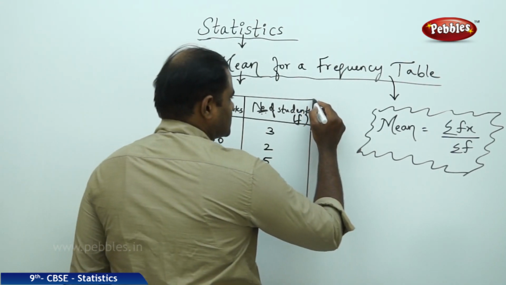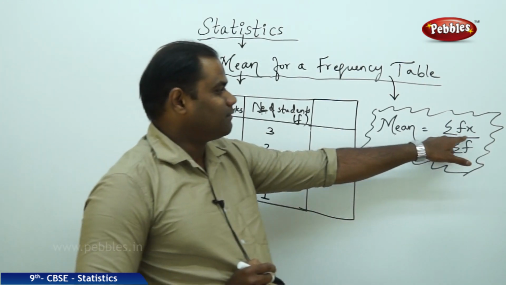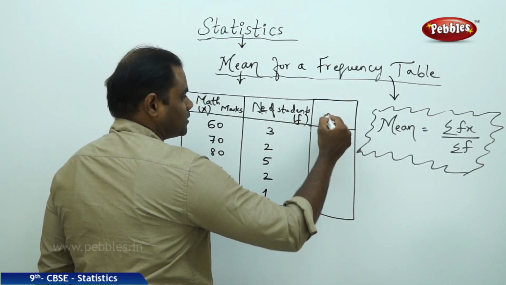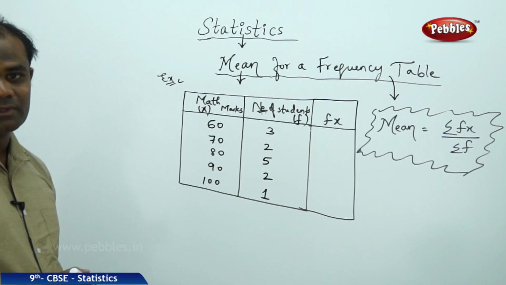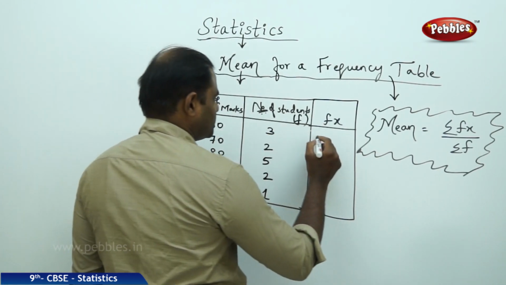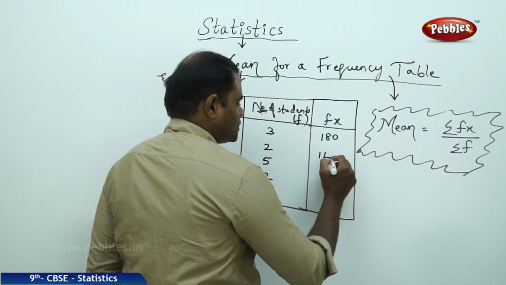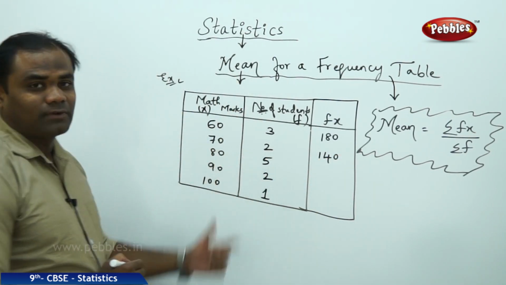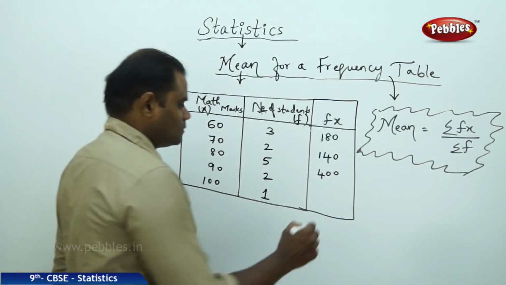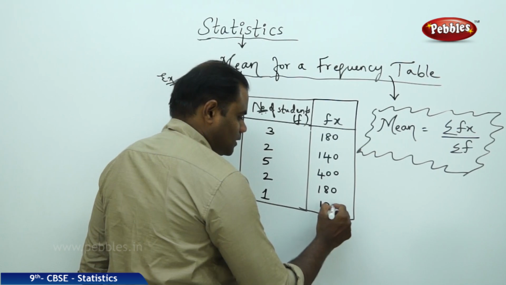So what I do is I extend one more column out here because I need fx. So now that I have x and f, next I would like to construct a column for fx. How do we get fx? This times this is f into x. So 60 times 3 is 180, 70 times 2 is 140, 80 times 5 is 400, 90 times 2 is 180, and 100 times 1 is 100.